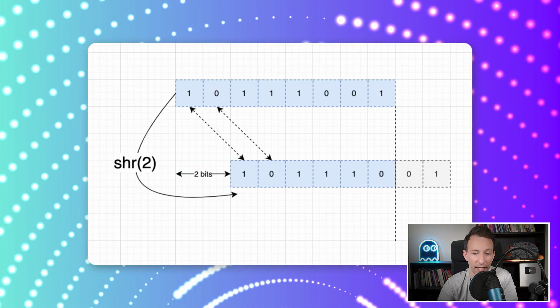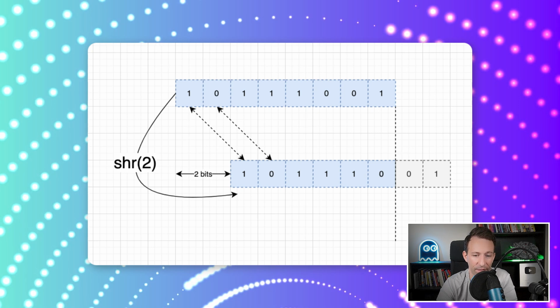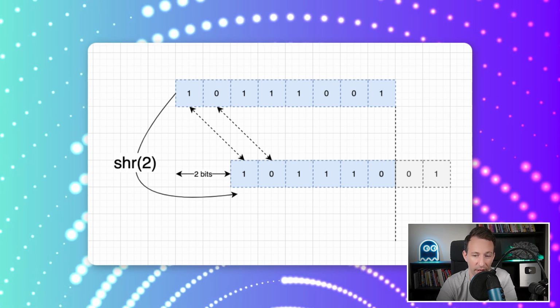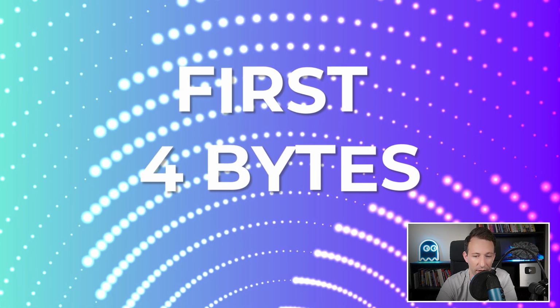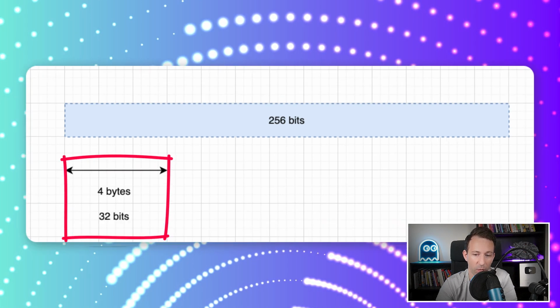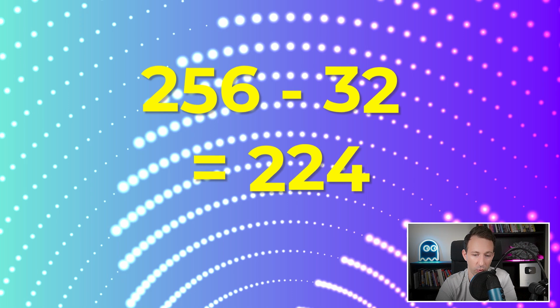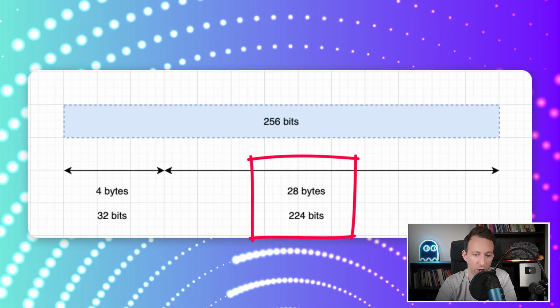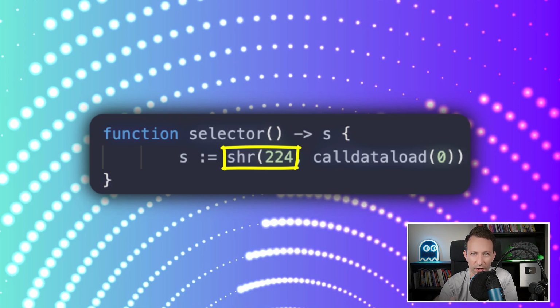With shift right, we can, well, you guessed it, shift the bits to the right. So if we shift enough bits, we get rid of all the bits that we don't care about, and we only keep the first 4 bytes. How many bits do we need to shift? There are 256 bits total. We need the first 4 bytes, which means the first 32 bits. 256 minus 32 equals 224. So we need to shift 224 bits. And that is what this code does. Okay, let's stop here for a second.